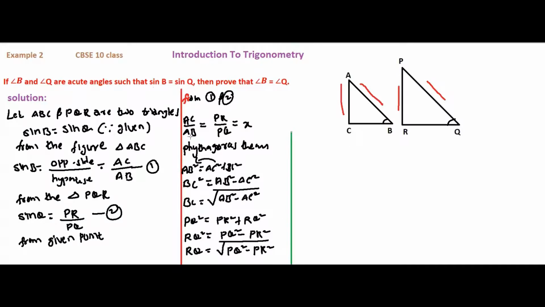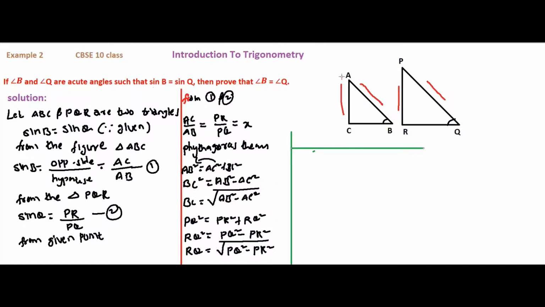Right, what is the next step? Make the ratio of this one also. How will it come? Make the ratio of this one and the remaining sides. So we have already taken sin B and sin Q, that is AC by BC, AC by AB, and PR by PQ. In the same way here, make these two.